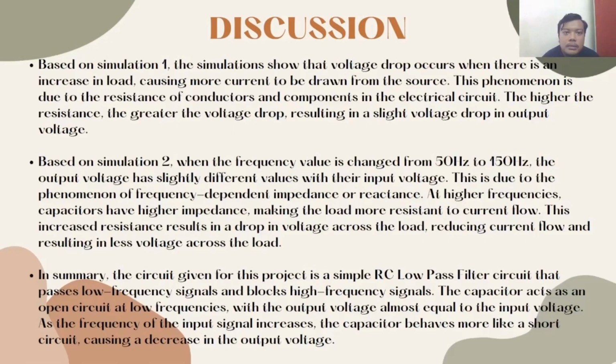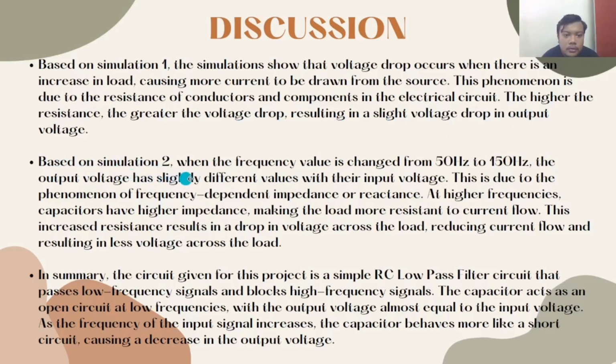Now we move to another part, and in this part I will present the discussion. Based on simulation 1, the simulation shows that voltage drop occurs when there is an increase in load, causing more current to be drawn from the source. This phenomenon is due to the resistance of conductors and components in the electrical circuit. The higher the resistance, the greater the voltage drop, resulting in a slight voltage drop in output voltage.